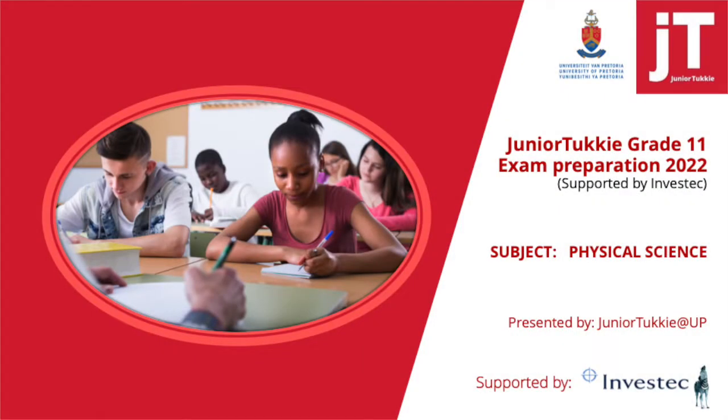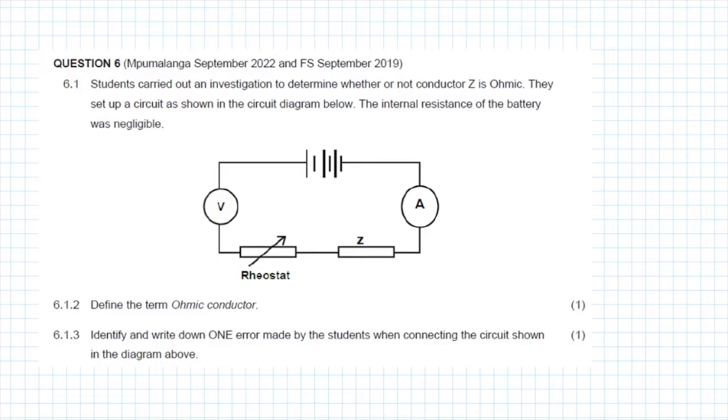Hello grade 11s and welcome to the very last problem in the set of videos on the paper 1 exam. Again, this is not from a specific question paper but has been put together by using a whole lot of questions from past papers. So question number 6 is again a question on electric circuits, but here we're taking a look at ohmic and non-ohmic conductors.